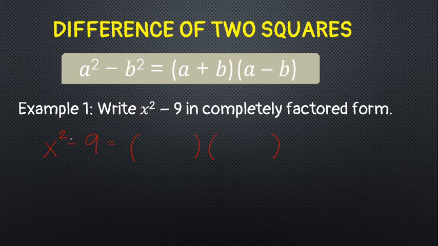So for x squared, we're going to divide the exponent by 2. So we have x and x. And then for 9, that is 3 because 3 times 3 is 9. So we're going to write here 3 and on the other parenthesis 3. And then the sign plus and minus. So this is now the answer.